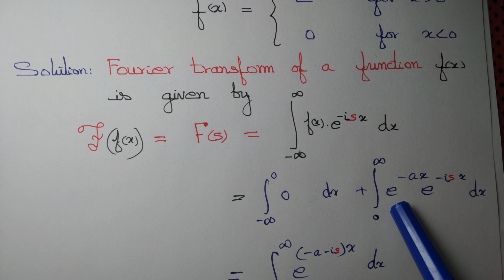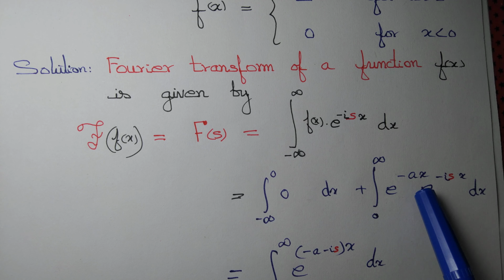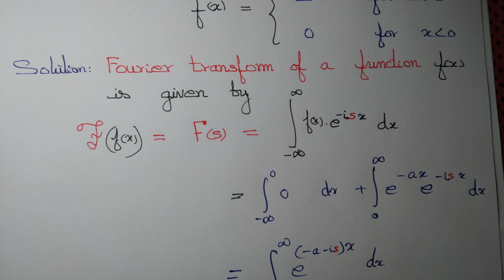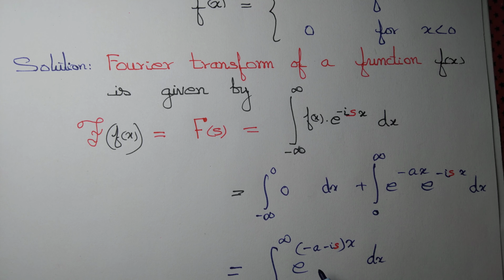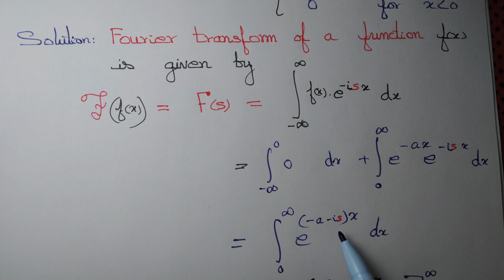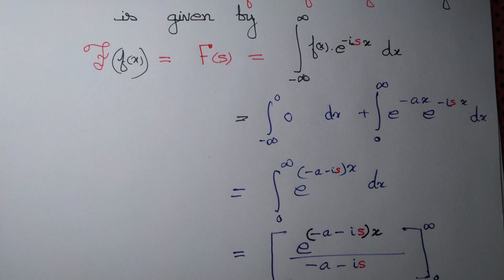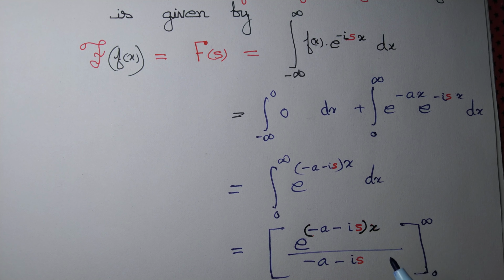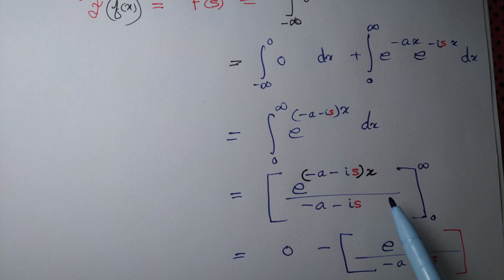Now if the bases are the same, powers can be added, so we add the powers and we take x common. Once you take x common, you have minus a and minus is times x. Now you know that the integral of e to the power ax is e to the power ax by a. So let's put in the values.